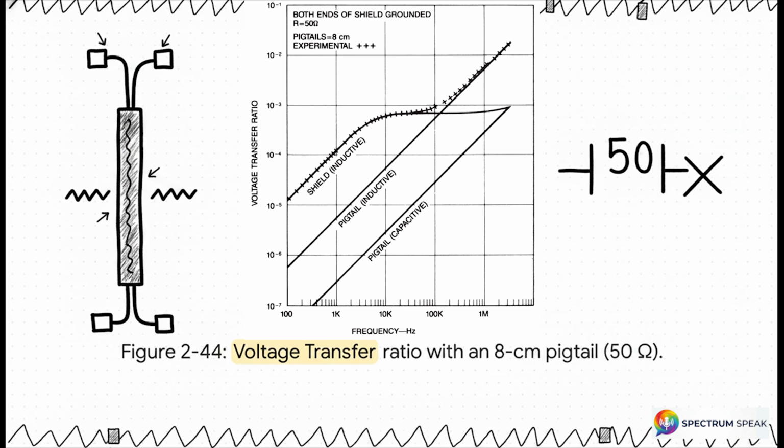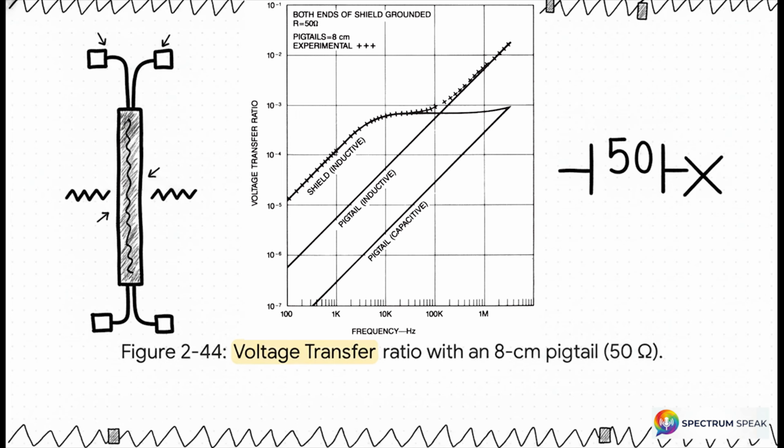On the y-axis, we have the voltage transfer ratio. Mathematically speaking, this is the ratio of the noise voltage induced in the center conductor over the source voltage on the shield. Simply put, a higher number means a worse leak. Down on the x-axis, we have frequency, scaling logarithmically from 100 Hz up to several megahertz.